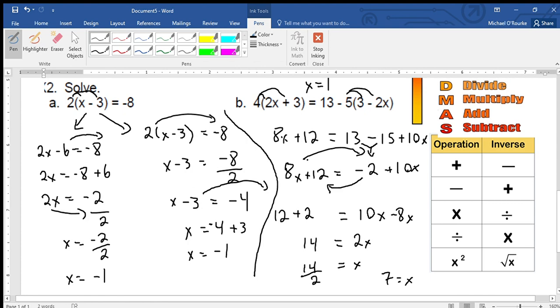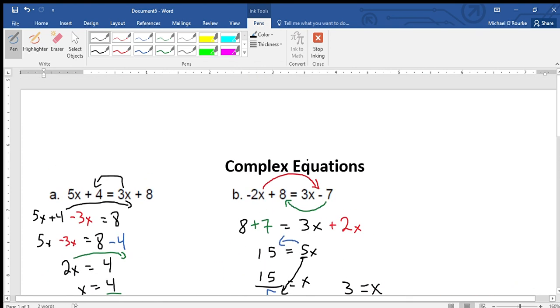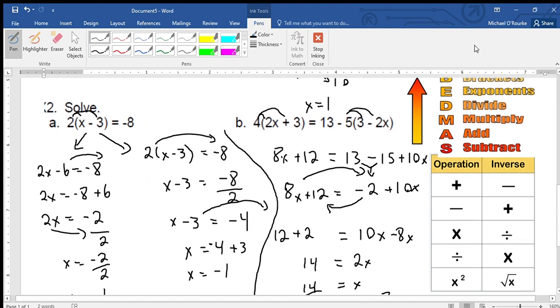So there is your examples for all those. Okay, so now it's time to practice. So have fun with that.